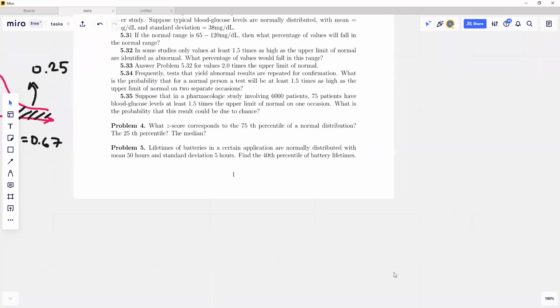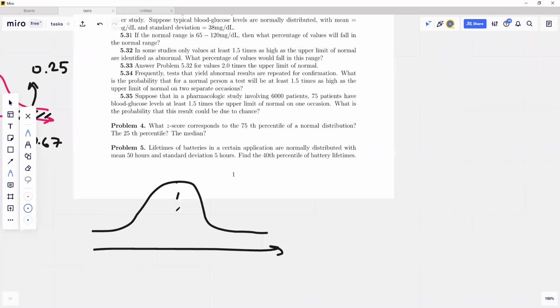So basically, if you draw the normal distribution here, its mean is at 50 and standard deviation is 5. Then we found that 48.7 here corresponds to the 40th percentile. So the area under the left tail here is equal to 40%. Okay.